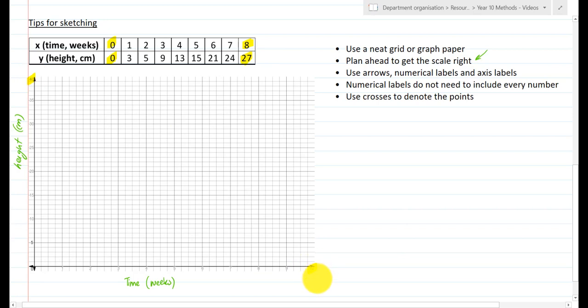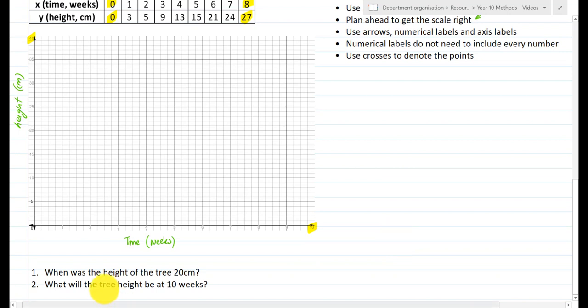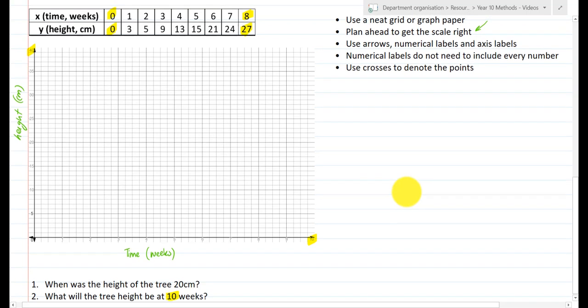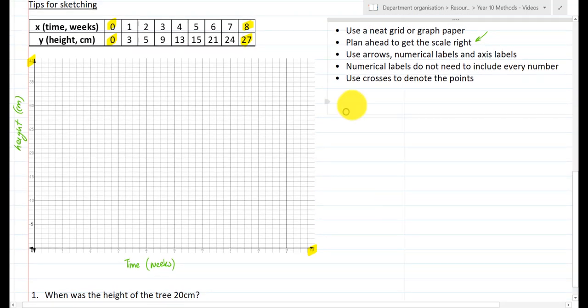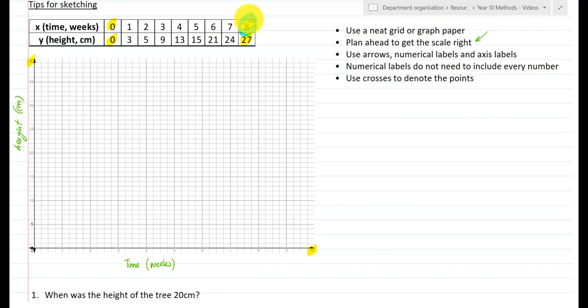But also have a look at the questions, because my question says, what will the tree height be at 10 weeks? If I go back to my data, I'll see that I need to go not just to 8, which is what I have here, but up to 10. So you need to make sure that your graph incorporates not only the data, but potentially the question as well, unless the question is asking you to use a linear function to predict, or perhaps that 10 is so far outside of your domain that it's really hard to use it to predict. So you've really got to pick and choose there and be a bit careful.